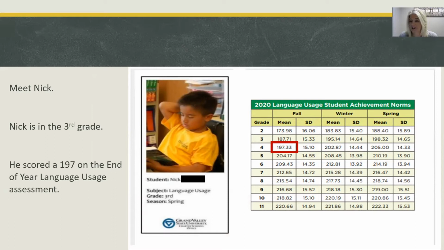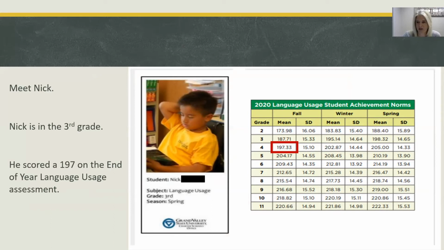I hope you see this 197.33, and that's the closest number to 197 on the chart. That means that Nick is ready for beginning of the year 4th grade. It's the end of the year 3rd grade, and he's ready for beginning of the year 4th grade. That tells us that Nick is right on track. We're in really good shape. He's ready to start 4th grade.